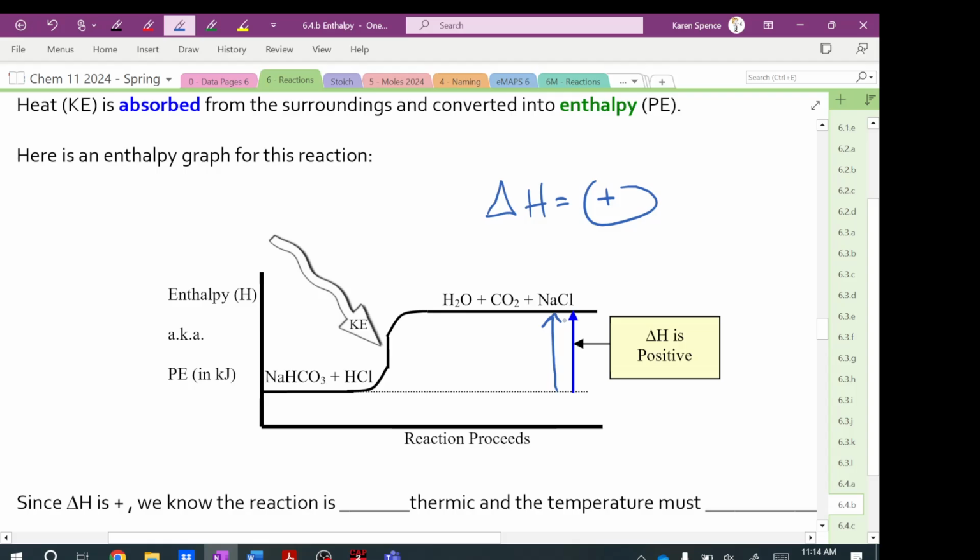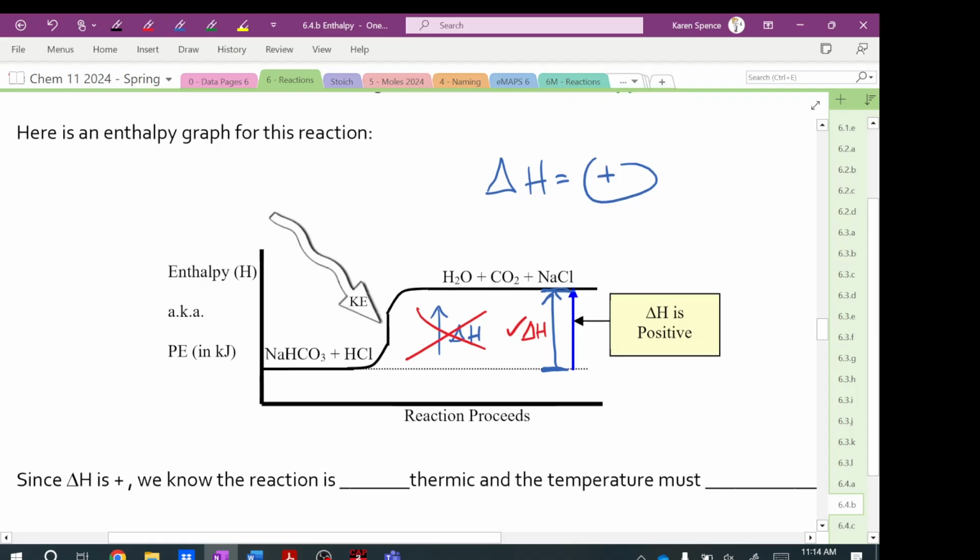Now, when you start labeling your change in enthalpy, I want you to be sure that your arrow touches the starting point and touches the end point. This is not delta H. That is a value smaller than delta H. So this is no. Okay, this is delta H. Yes. Does that make sense?